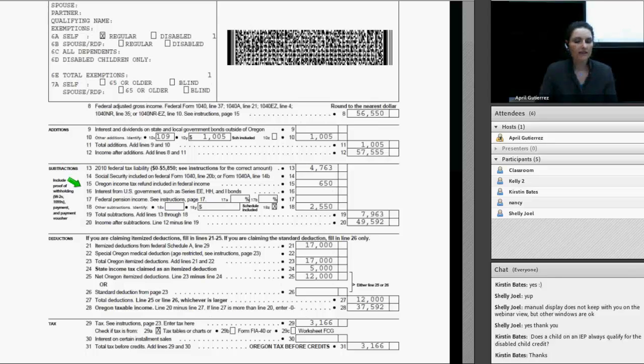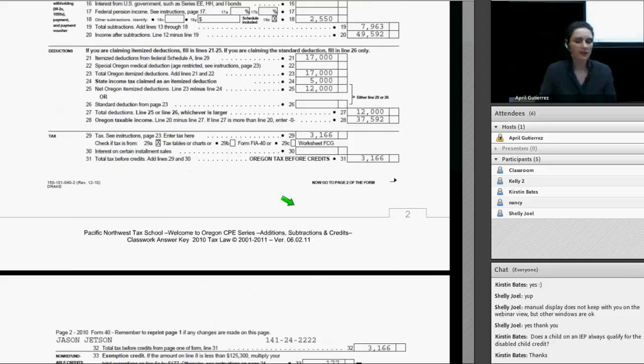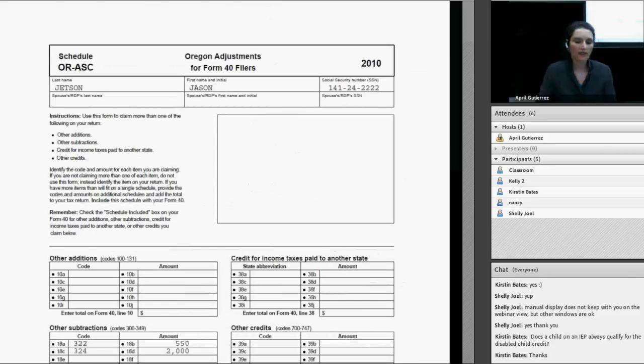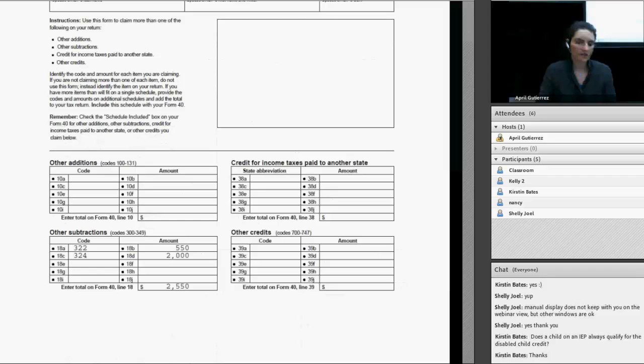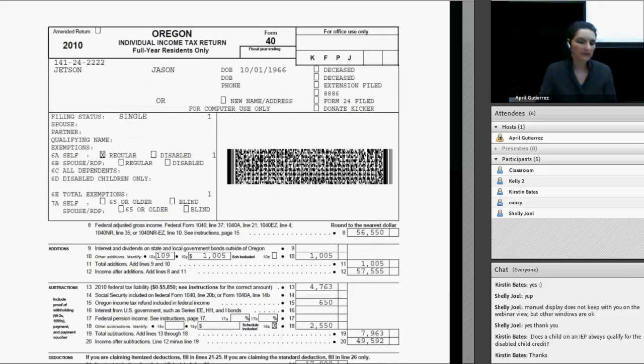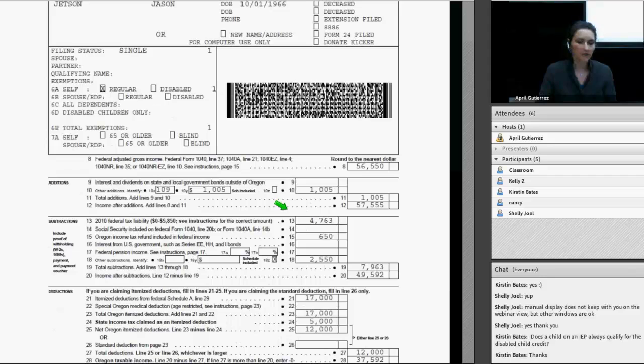And then we went down to line 18, and this time we check box 18Z. We enter the total of the two subtractions, but we have to go and do Schedule ASC. So that's a couple pages down in our answer key, and here it is. So we're leaving all of these other boxes blank because they do not have more than one other number. It's only under the other subtractions that we have code 322 and code 324. We total those and carry that 2550 to the front page of the Oregon Form 40. And enter it right here, 2550.